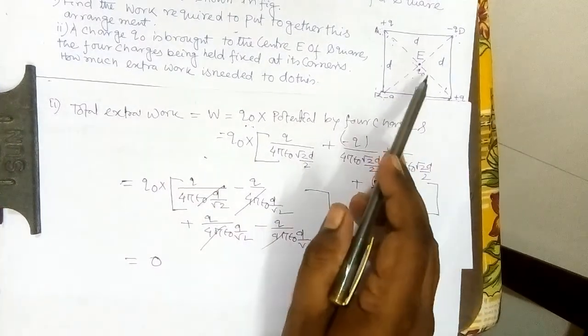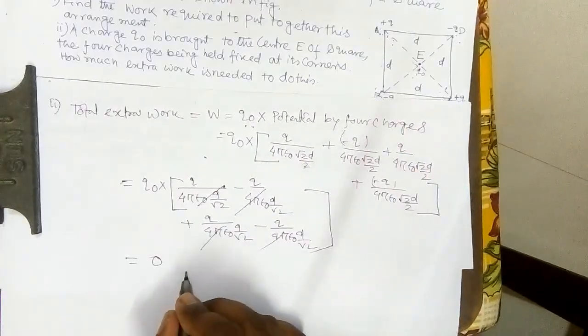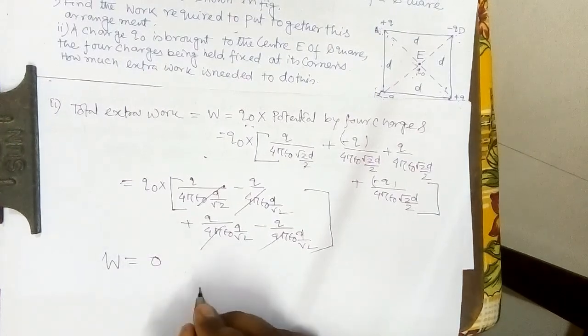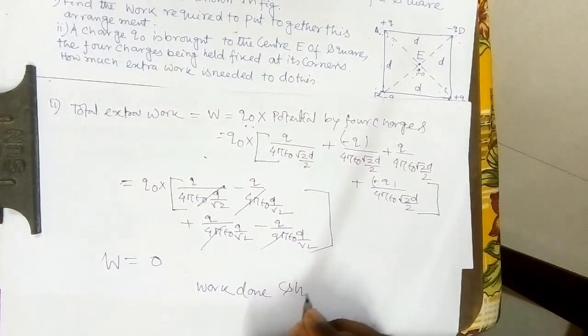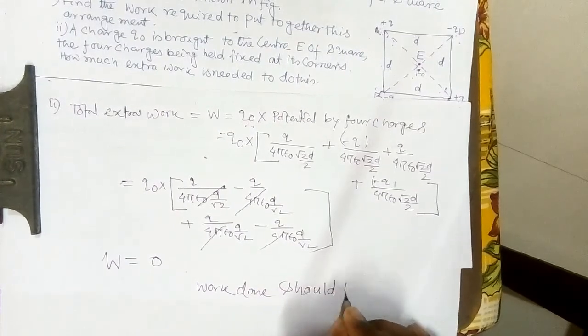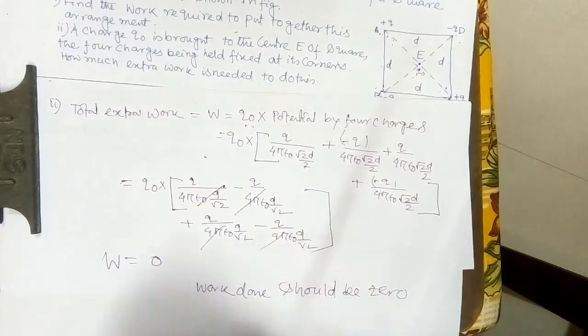So if I have taken one charge here, our work done should be 0. Okay, so this type of numericals may come. We have to be very conscious about that.